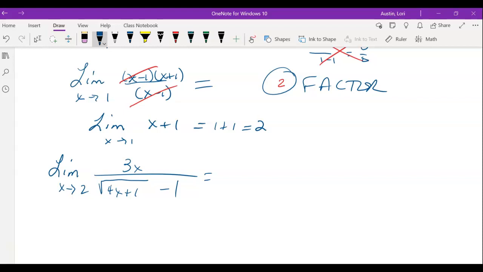I can plug it in, right? Do you get an answer? What do you get? 3? Let's come to 3. Okay.